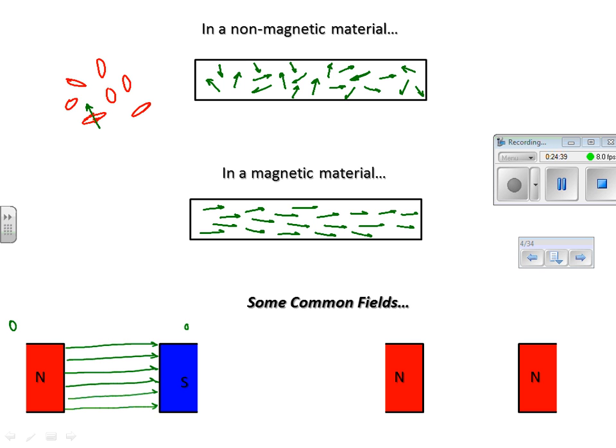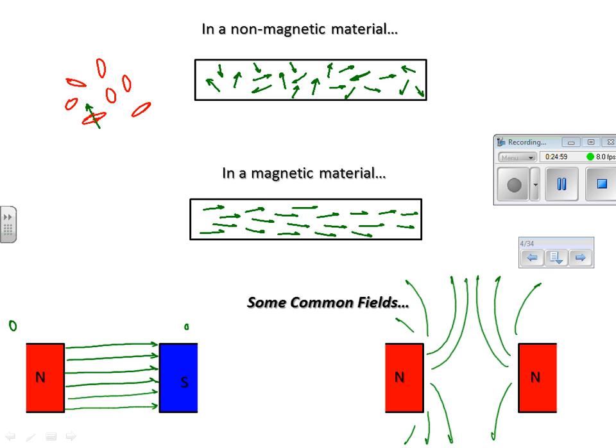Another example, this one here on the right: fields point away from north, so this field is going to do this. Analogous to that field between two positive charges. Again, they're not the same thing, I'm not saying that, but they are pretty good models of each other.